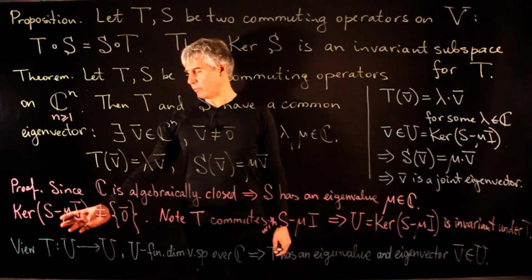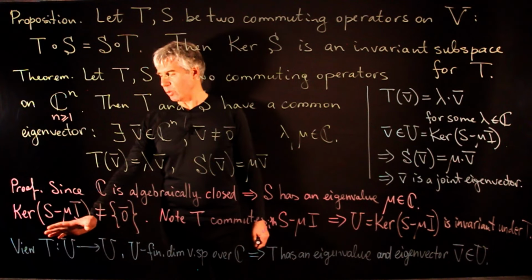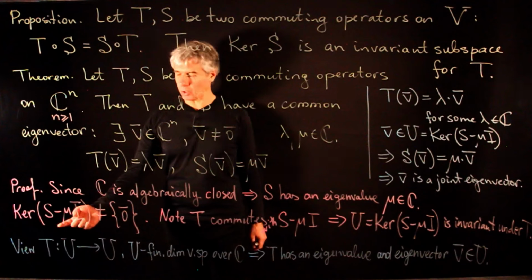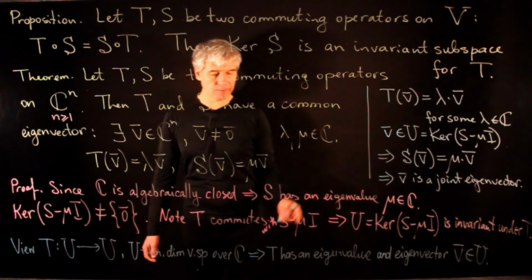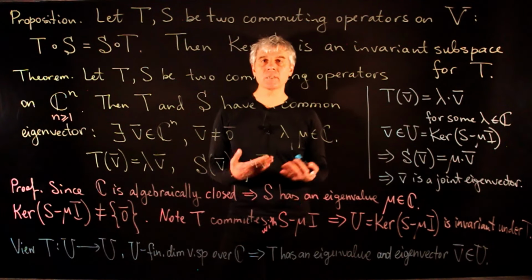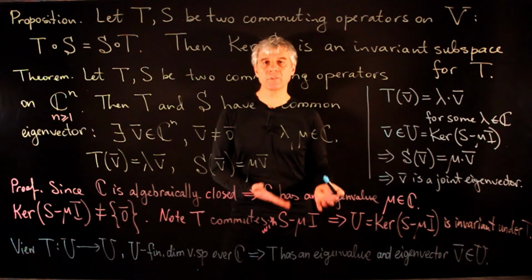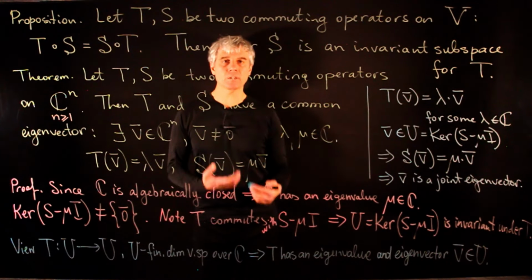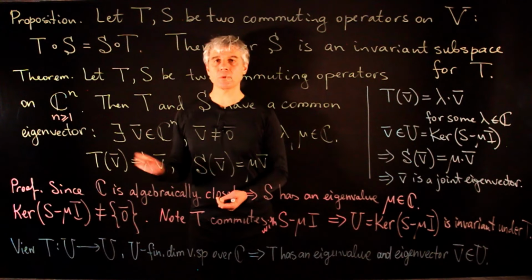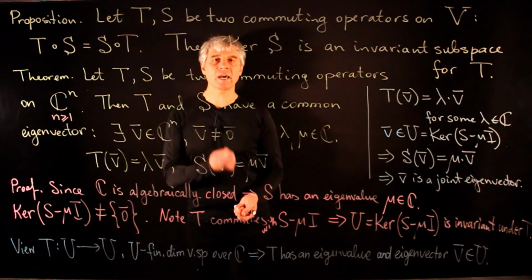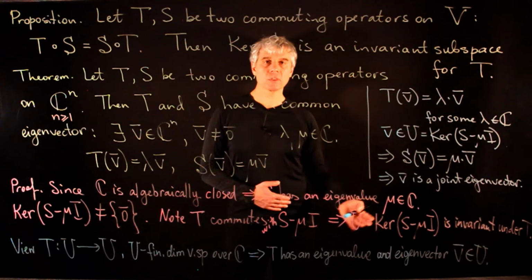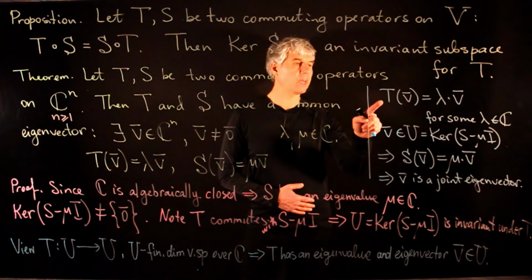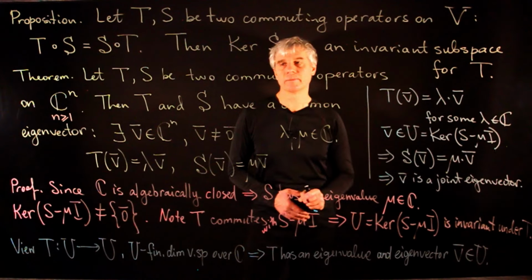So the plan of this proof is to consider a non-trivial eigenspace for the operator S, then show that this subspace is invariant under T, and then restrict T to this non-trivial subspace. And in this subspace, we can find an eigenvector for T, but any vector from this subspace is automatically an eigenvector for S. So this non-zero vector that we construct is simultaneously an eigenvector for T and for S.